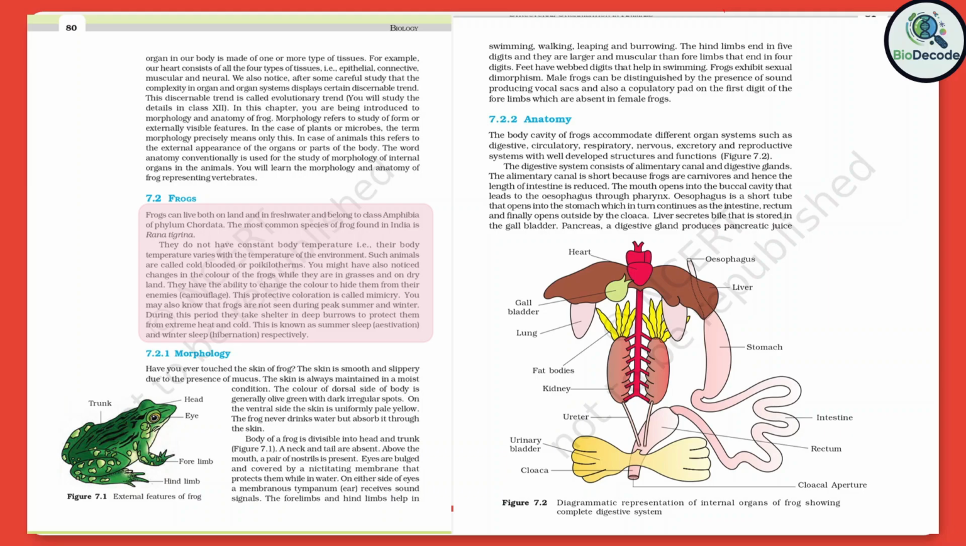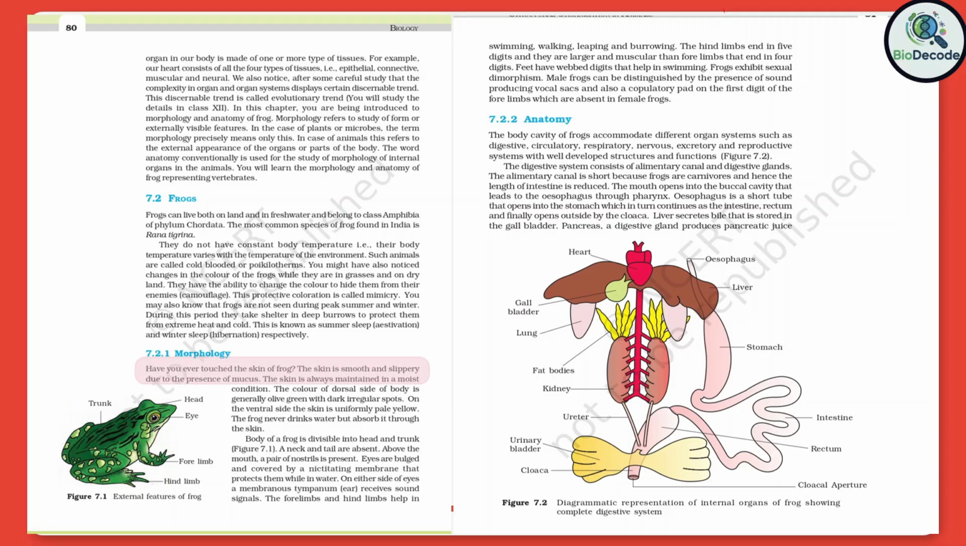You might have also noticed changes in the color of the frogs while they are in grasses and on dry land. They have the ability to change the color to hide themselves from their enemies, called camouflage. This protective coloration is called mimicry. You may also know frogs are not seen during peak summer and winter. During this period, they take shelter in deep burrows to protect themselves from extreme heat and cold. This is known as summer sleep, estivation, and winter sleep, hibernation, respectively.